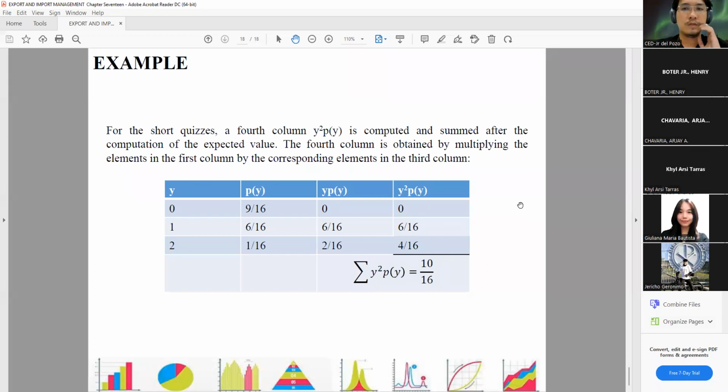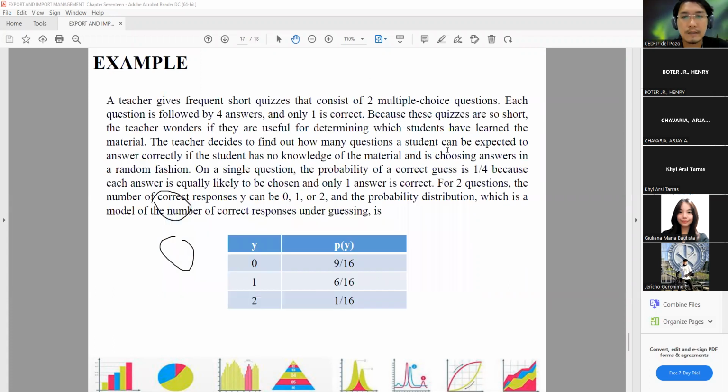Sir, pwede pong pakiulit kung paano po nakuha yung 6/16. Medyo hindi lang po nasundan. Okay. Yung 6/16 nirelate ko siya dito. Yung probability, balik tayo dito para sa isang slide. Yung probability of success for this one, to get a 0 value, the probability of failure is 3/4, right?